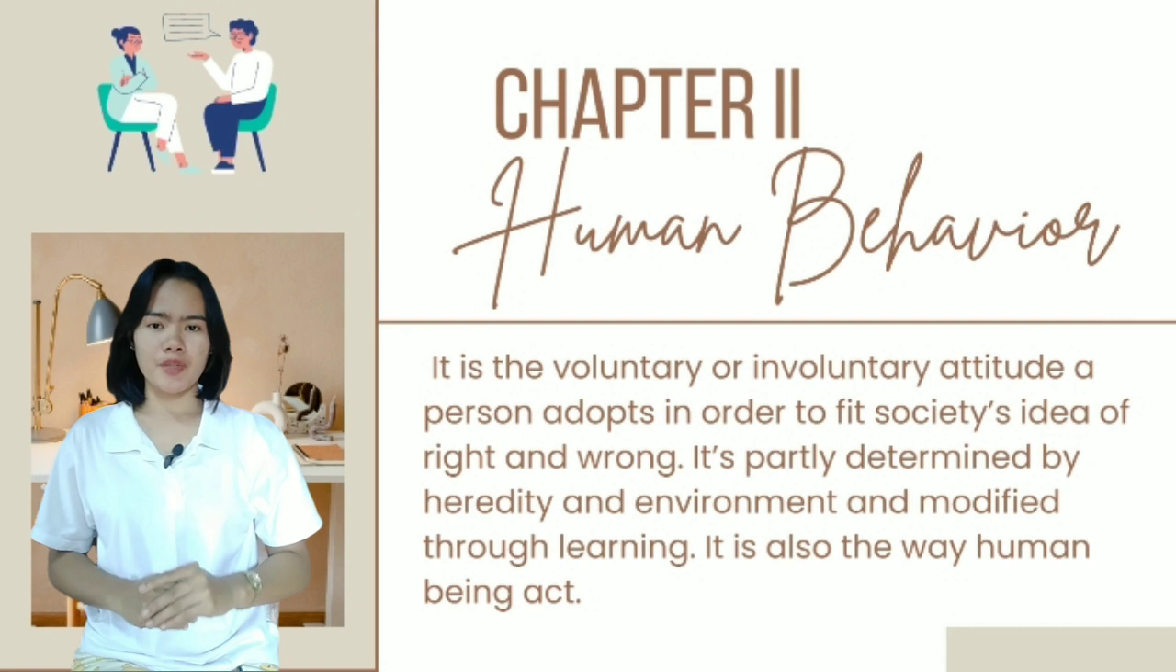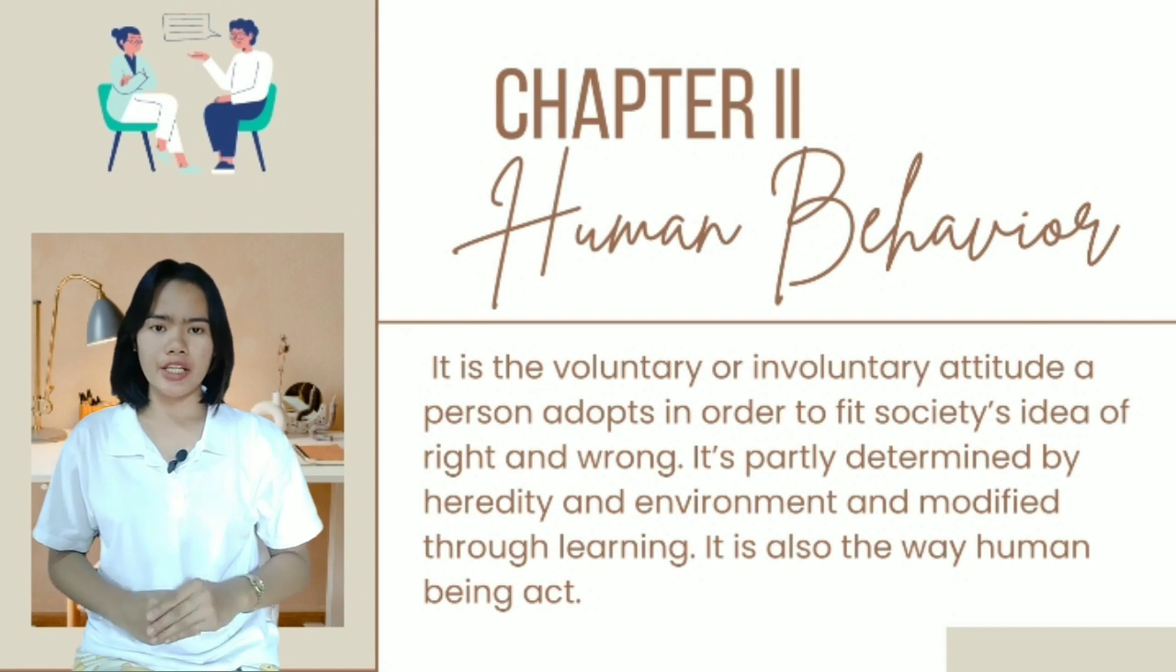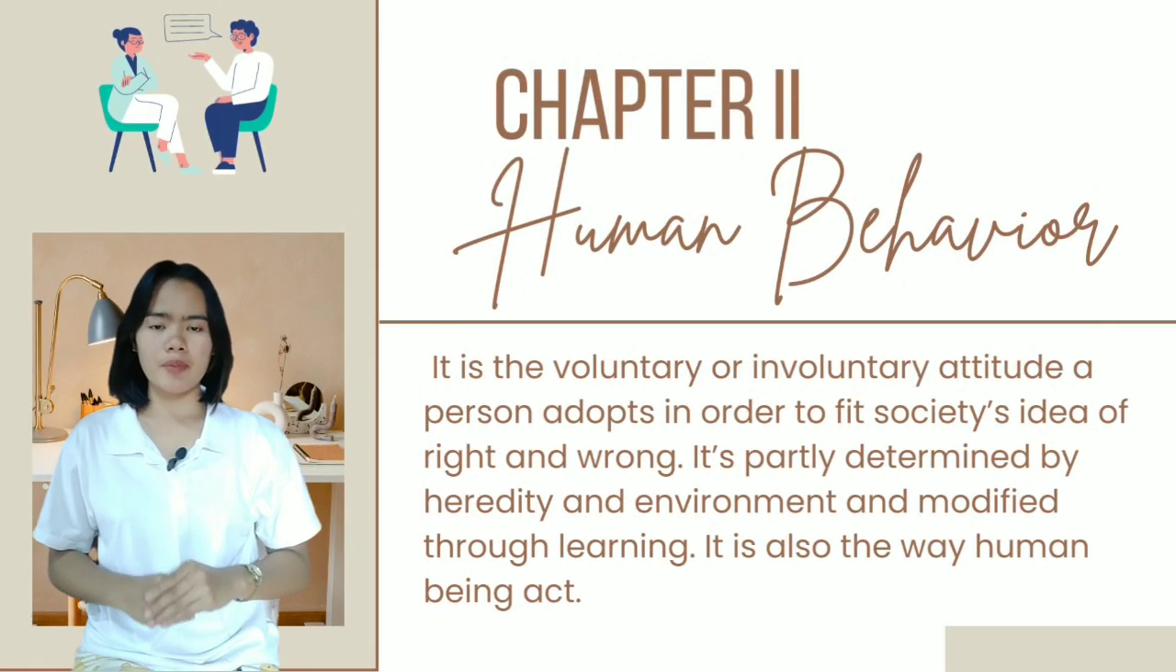Now, let's move to chapter 2, which is human behavior. Human behavior is defined as the voluntary or involuntary attitude of a person, adapted in order to fit society's idea of right and wrong. It is partly determined by heredity and environment and modified through learning. It is also the way human beings act.